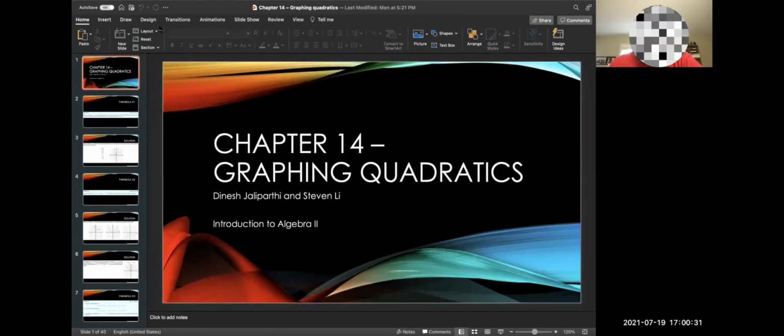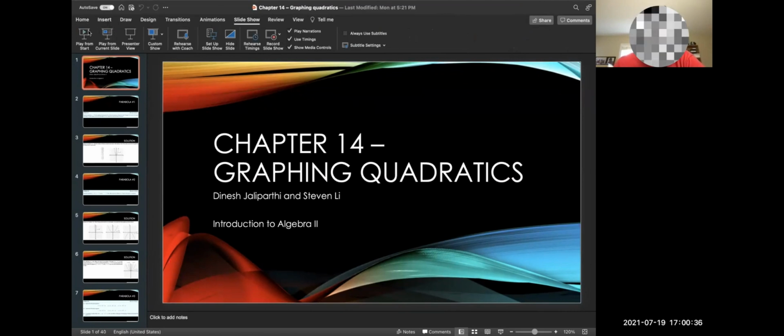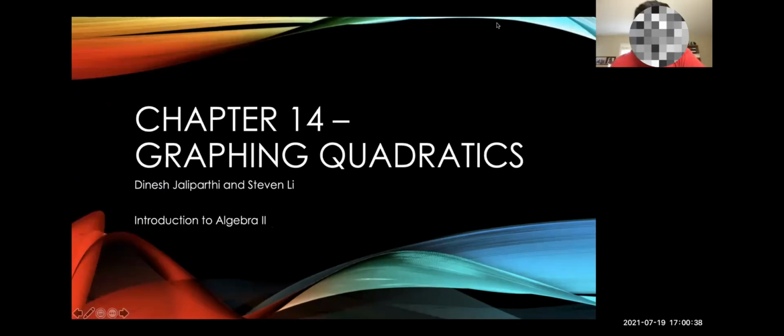Okay, so what we're going to be starting off with today is graphing quadratics. Quadratics are what we've been learning a lot about for the last few weeks. We talked about factoring, solving quadratic equations, completing the square and all of that. So we're just going to continue on, and this time we're going to graph them.